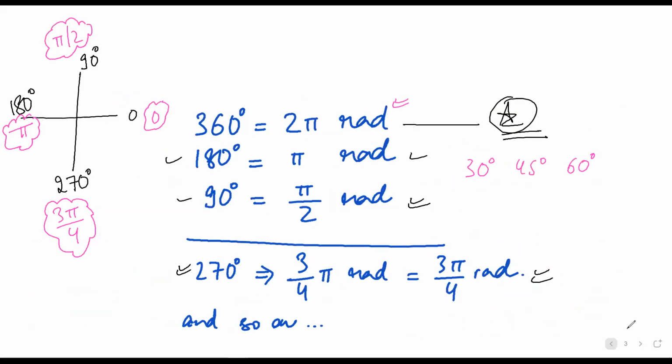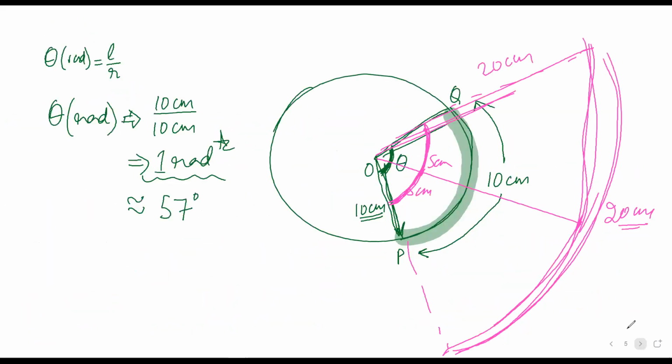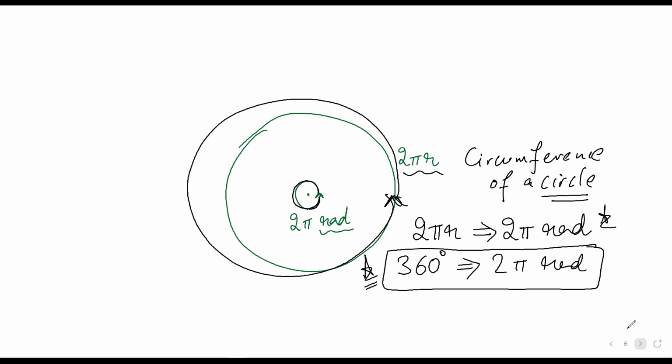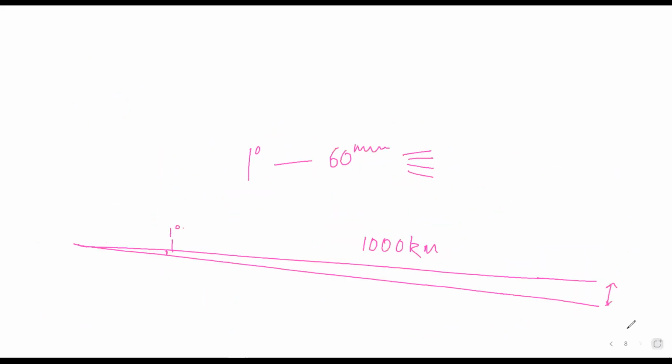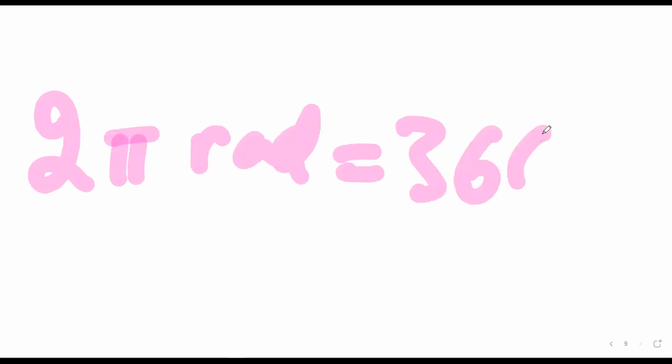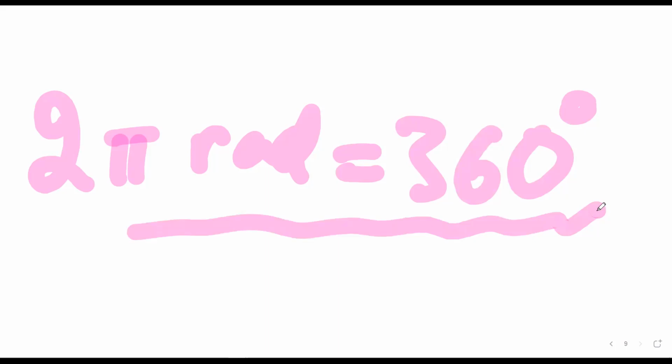Basically, in the last 15-20 minutes, all that you have understood is one simple thing. If you want to understand just one thing and skip the rest, the only thing that we have learned is that 2 pi radians is equal to 360 degrees. That is it. Any doubt till here? Okay. Now, I think things will start making sense to you.